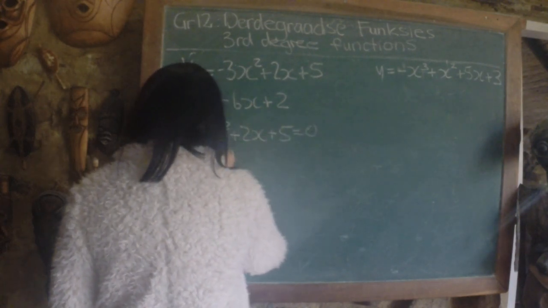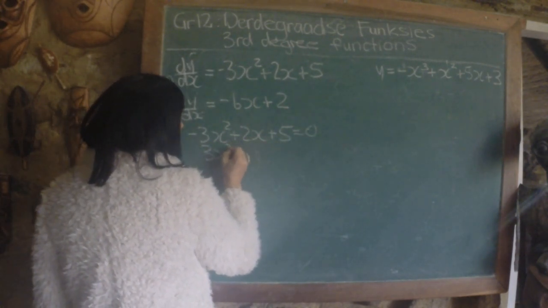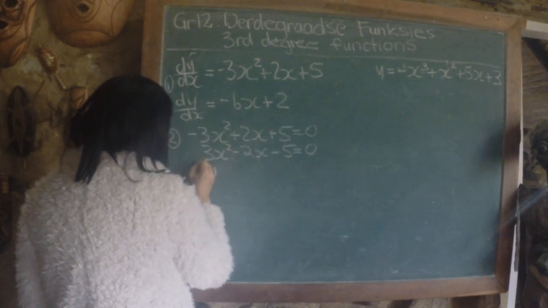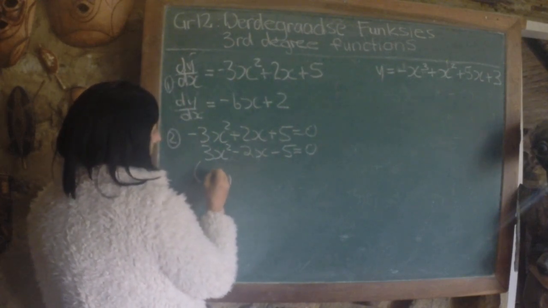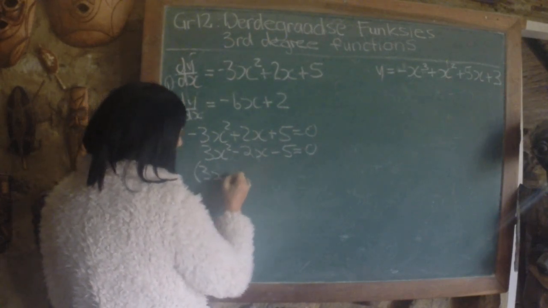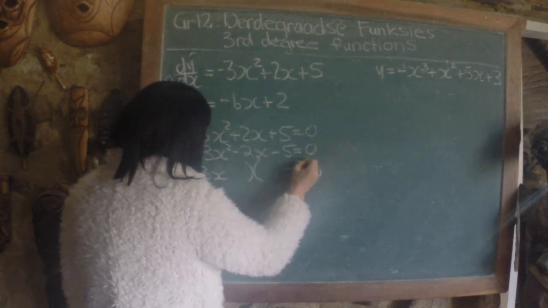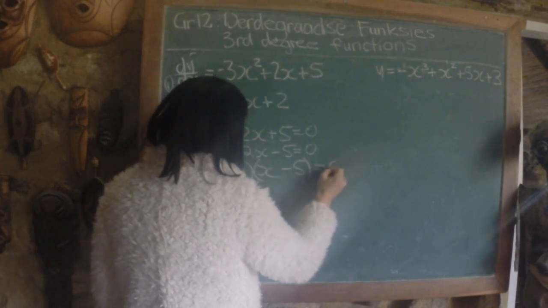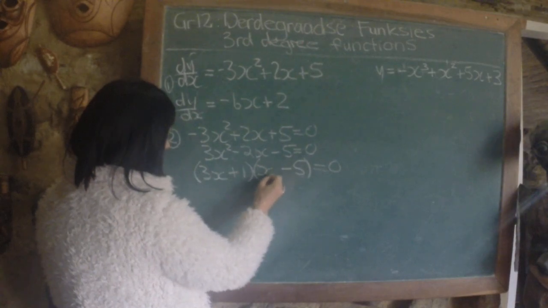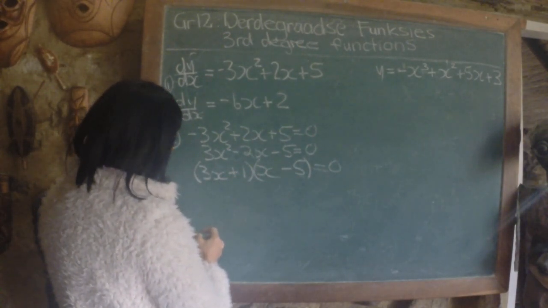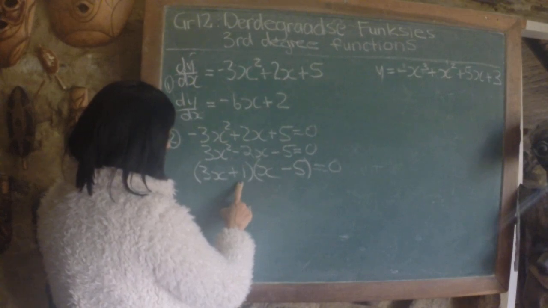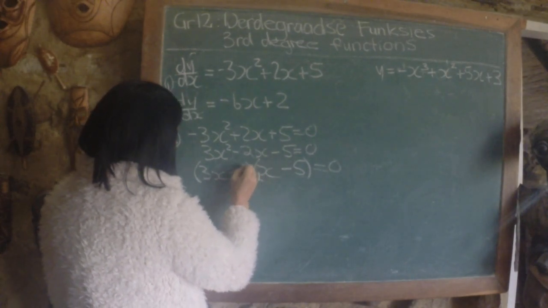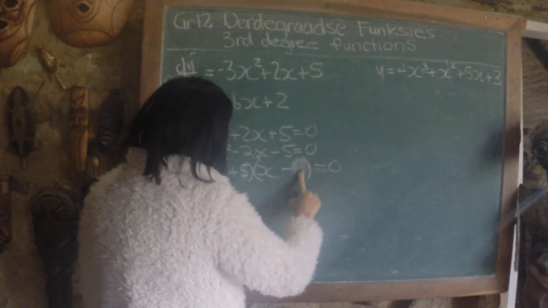Goed, kom ons gaan. Ons maal dwarsdeur met min 1. Ons faktoriseer. And we get 3x minus 5 plus 1 and an x. Let's see whether this is going to work. Minus 5 plus 1. No, this is not going to work. Let's quickly swap this around. Put the 5 over there and the 1 over there.